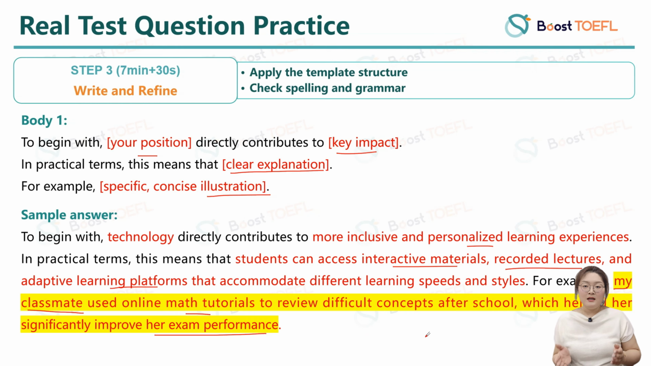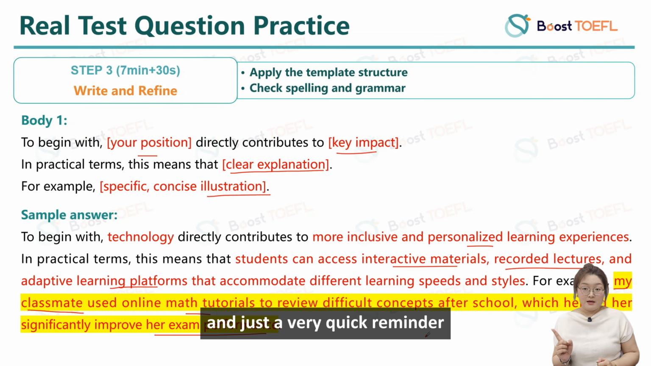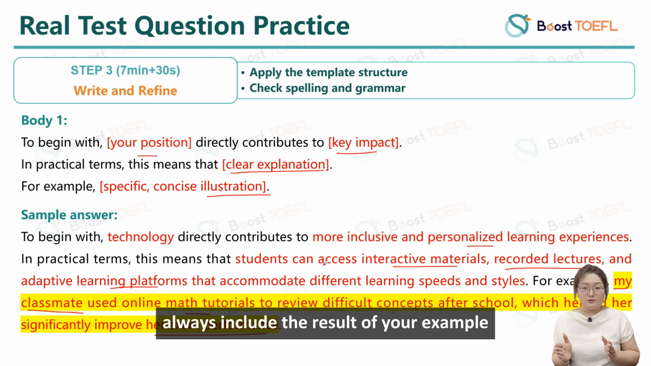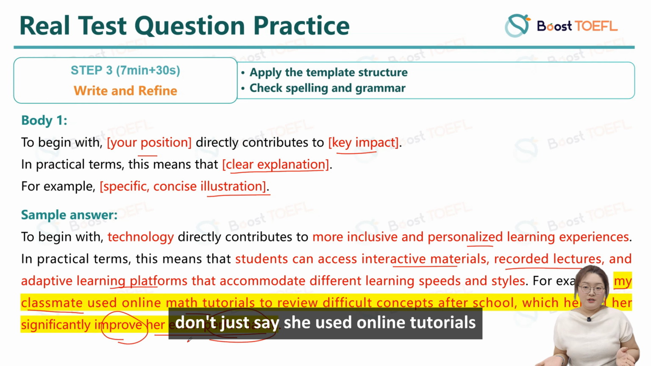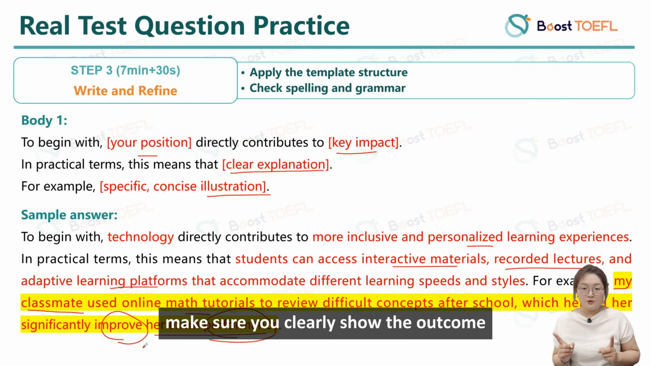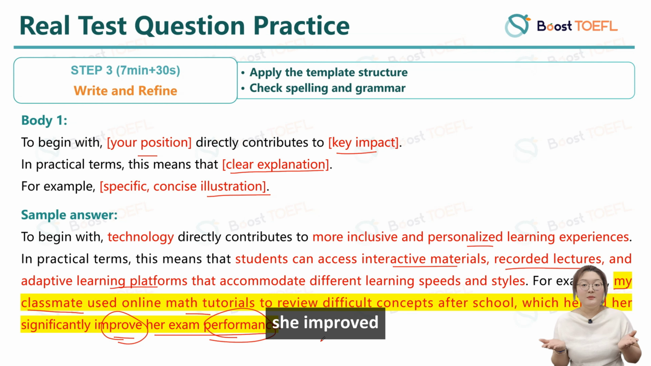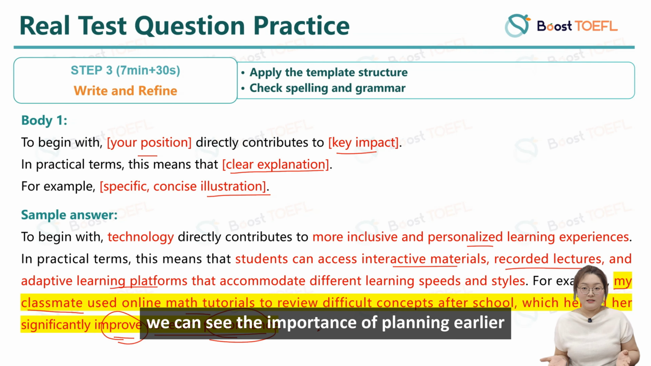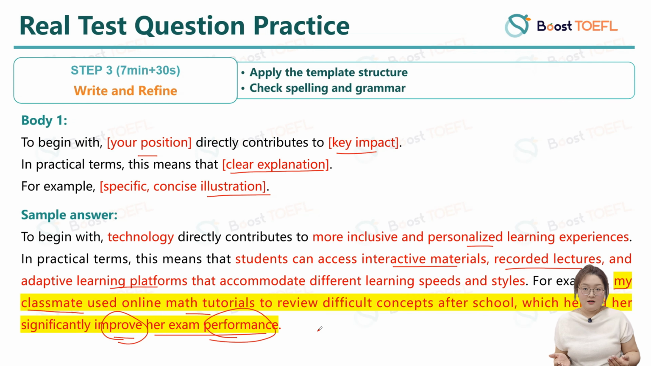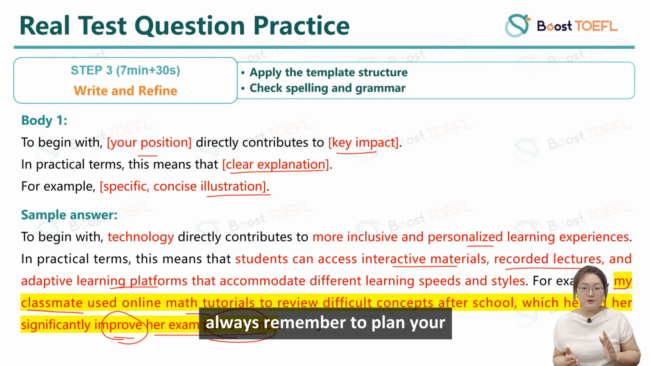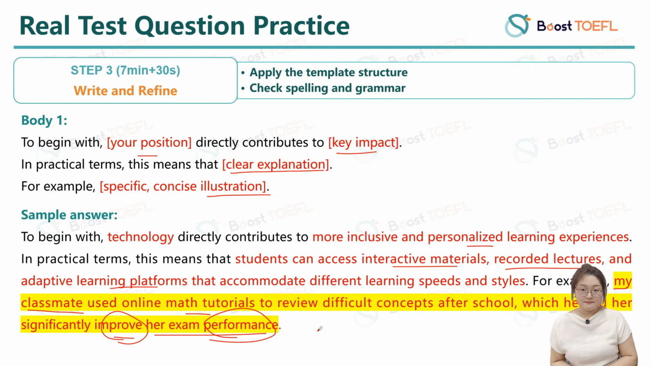Okay? And just a very quick reminder, always include the result of your example. Don't just say she used online tutorials. Make sure you clearly show the outcome. And what's the outcome? Of course, she improved. So from here, we can see the importance of planning earlier. Okay, so always remember to plan your structure before you start writing.